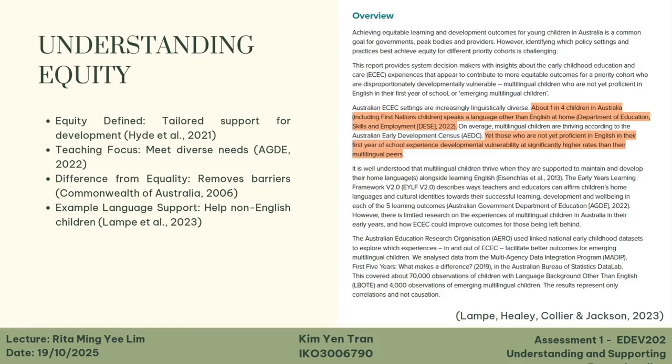With slide 5, we will explore understanding equities. Equity is about providing children with the resources and support they need to achieve, rather than just giving them all the same. Hart et al. 2021. In early childhood education settings, equity is focused on recognizing diverse needs and then tailoring support accordingly. IGGE 2022. Different from equality, the goal is to remove barriers and ensure a fair outcome for every child who is eligible to develop, not just provide the same treatment.